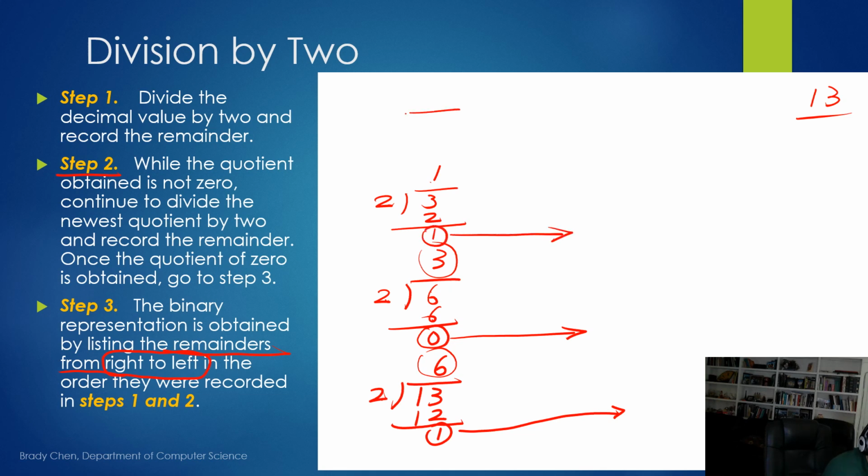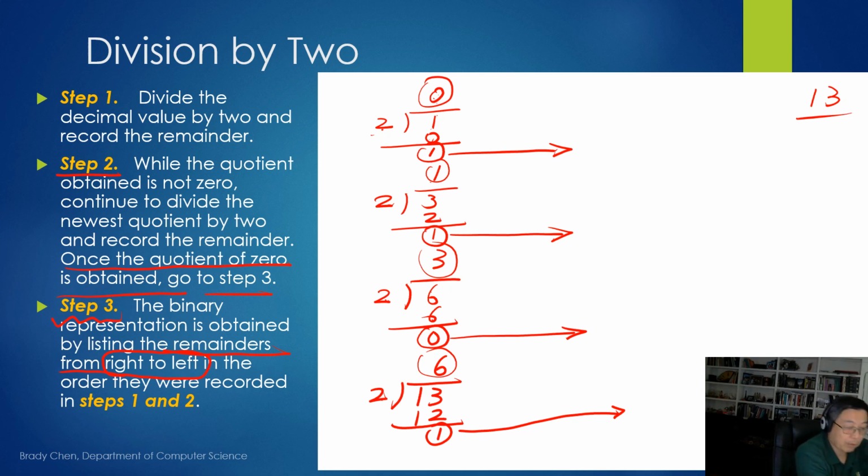And the next one is going to be 1, that's the nearest quotient. 1 divided by 2. You got a quotient 0 because you cannot put 1. 1 times 2 is 2, 2 is bigger than 1. So you put the quotient 0. And 0 times 2, you got a 0. 1 minus 0 is 1. So that's another remainder. Now we got the quotient 0. So once the quotient of 0 is obtained, go to step 3.